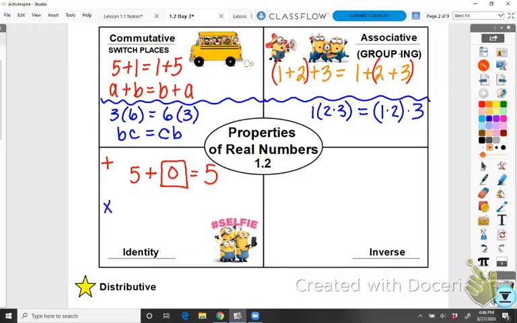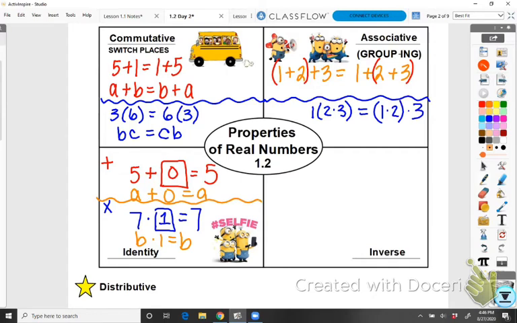Likewise for multiplication, if you have 7 times some number that gets 7 back, so 7 times 1 is 7. So 0 is the additive identity, 1 is the multiplicative identity. And you could do this with variables as well. Say, instead of 7, b times 1 equals b, or a plus 0 is going to be a.